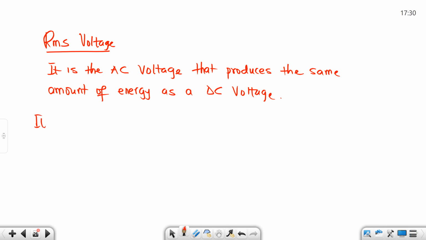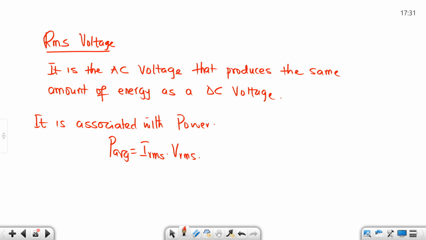And please note, it is associated with power. So if they give you power, know that they are referring to RMS, because your P average is I RMS multiplied by V RMS. So once they give you power, know that the examiner is referring to RMS voltage and current. It is the AC voltage that produces the same amount of heat as a DC voltage. If the examiner says RMS current, then you change the word voltage to current.